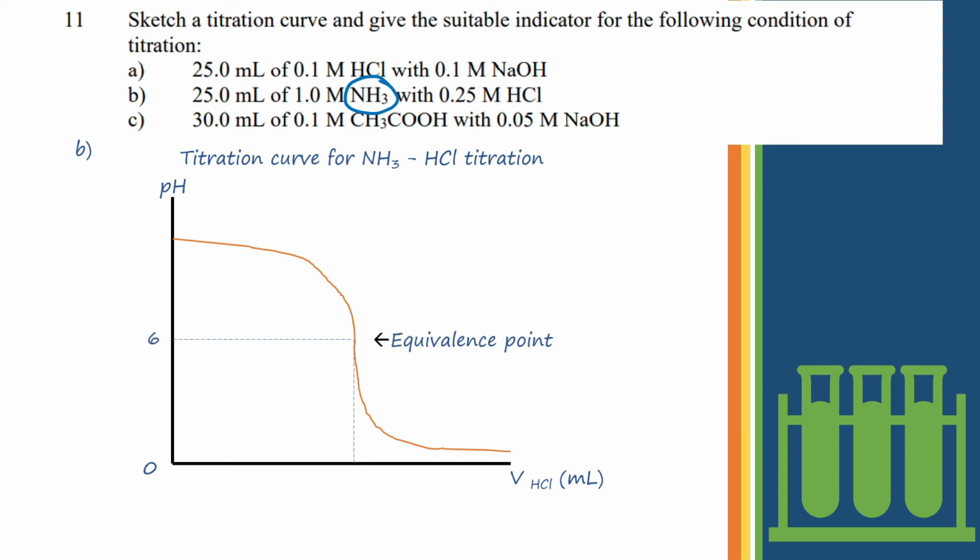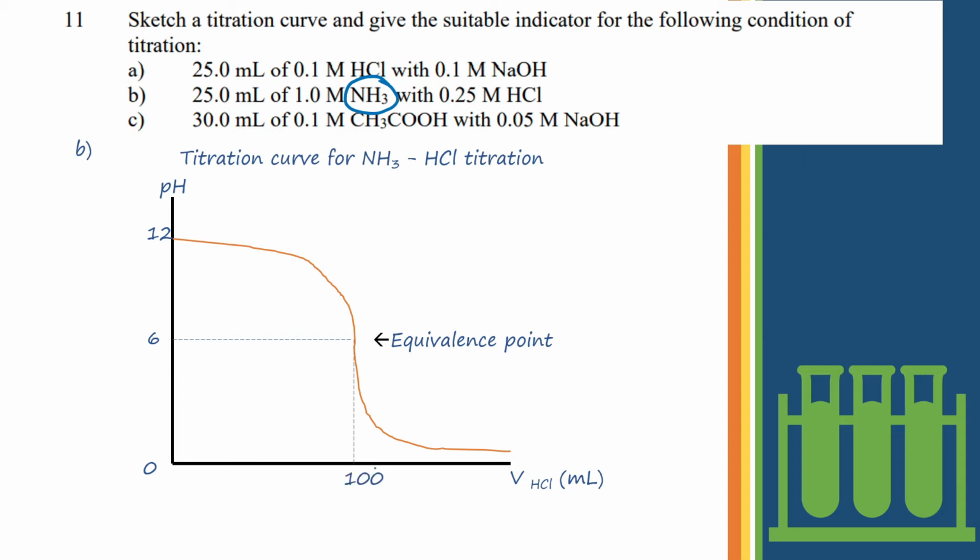Less than 7, because it is between a strong acid and a weak base. So it must be less than 7 here, and we can label it as 6 for the equivalence point. It starts from a high pH, maybe we can start from 12. For 25 ml, the concentration is 1.0. With 0.25, it is 4 times, so we put 100 ml here.